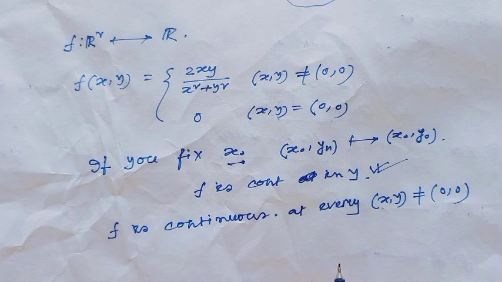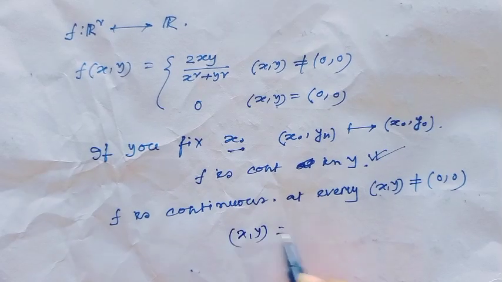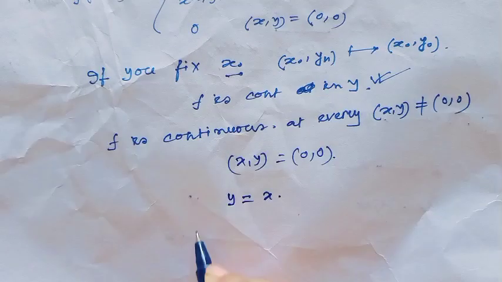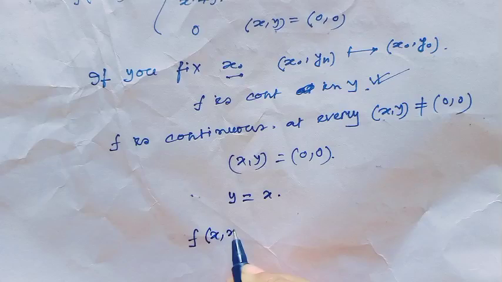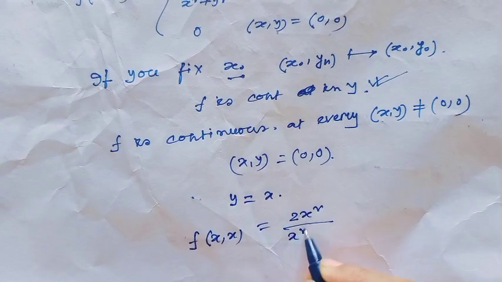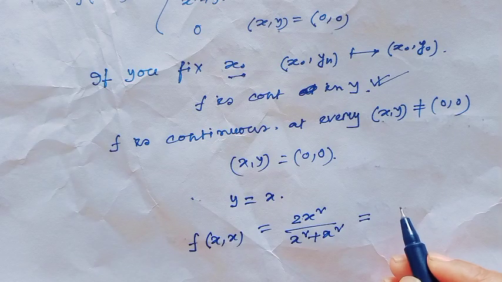Now my question: is f continuous at the point (x, y) equal to (0, 0)? For this, consider the path y equal to x. Then f(x, x) is equal to 2x square over x square plus x square, and this value is 1.